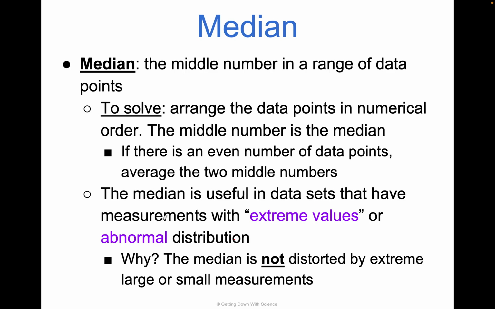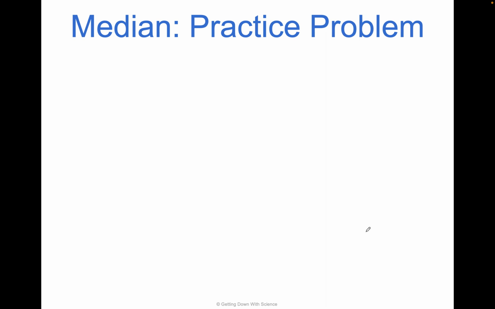You guys already know this because looking at your grades, if someone puts a 0 in your grade book, it tanks your grade, right? That's because that 0 is an extreme value. Okay, it works the opposite way too. If someone puts in 100 in your grade book, it's going to skyrocket it, right? So we use this because the median is not distorted by those extremes.